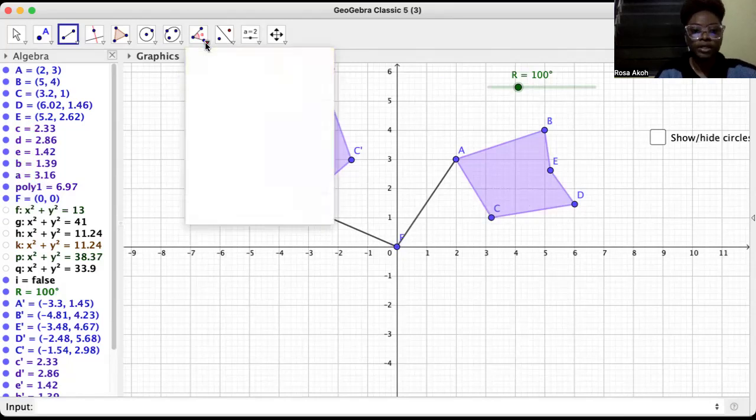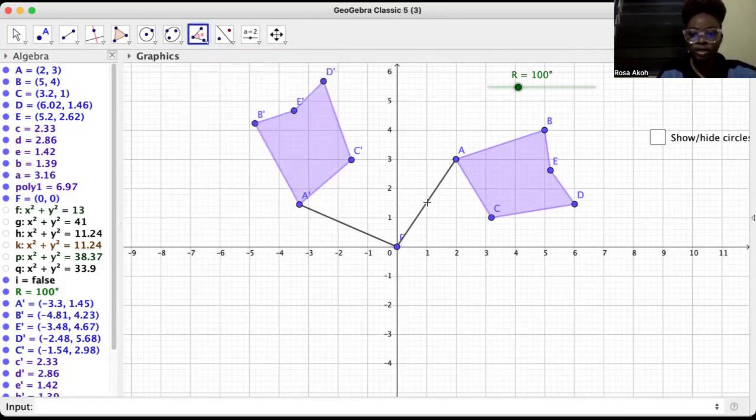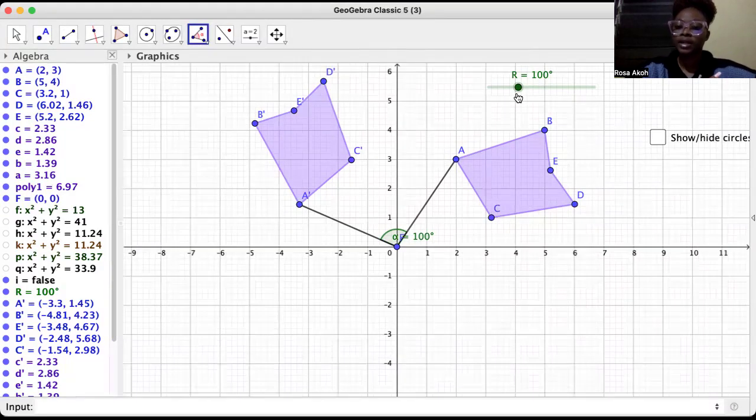The next thing I'm going to do is go to the angle side, angle A, F, A prime. So now we have it at 100 degrees. So we were saying that anytime an object is being rotated, the distances are preserved. Okay, the distances are preserved in the sense that the distance from A to B is the same distance as from A prime to B prime. So let's see if that is true.